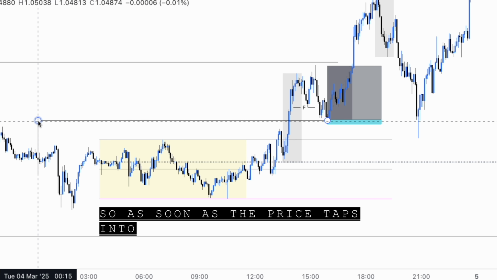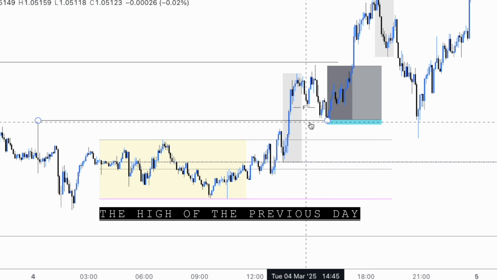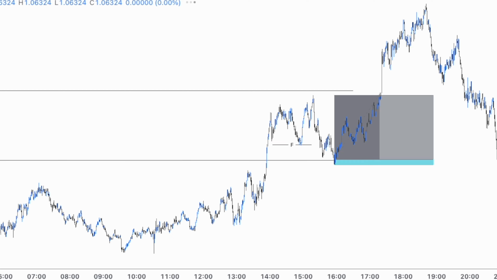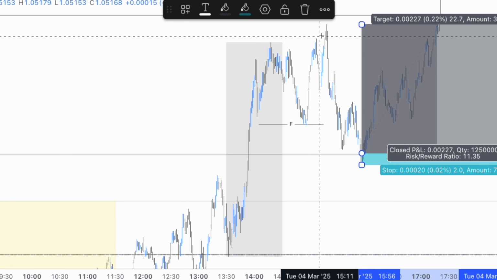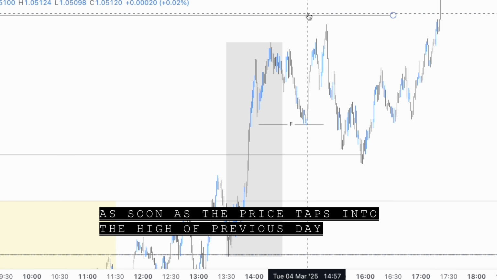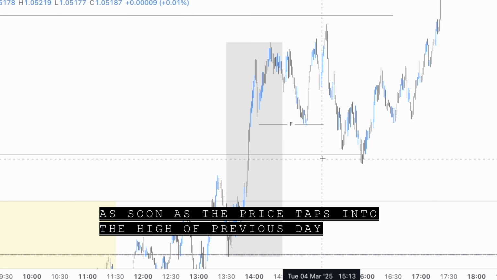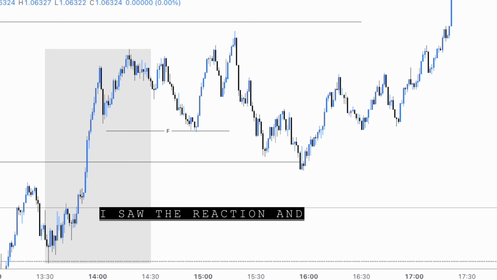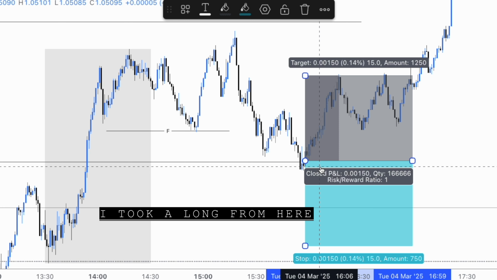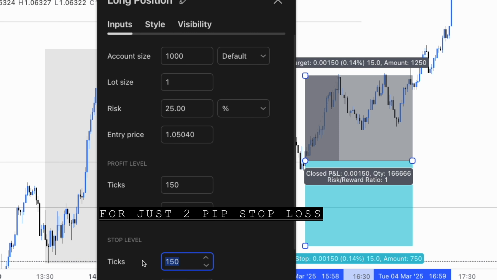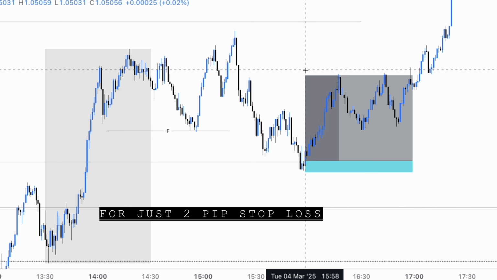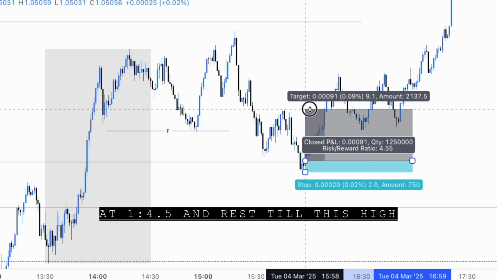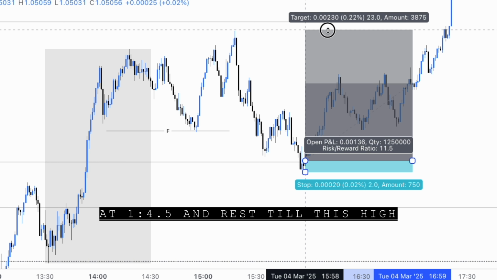So as soon as the price taps into the high of the previous day, let's go down to 1 minute and delete this first. As soon as the price tapped into the high of the previous day, I saw the reaction and I took a long from here. It was just a 2 pip stop loss and I was targeting these highs. I took 25% partial at 1:4.5 and the rest till this high.